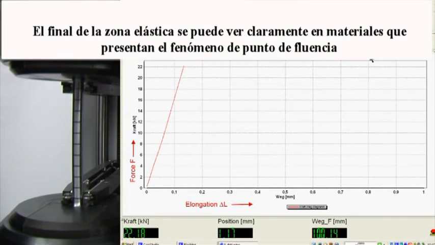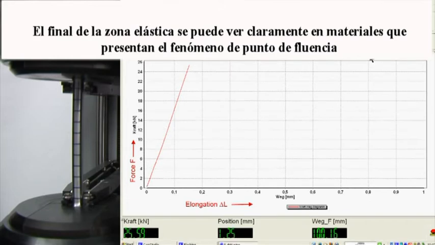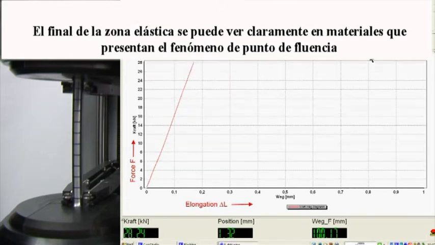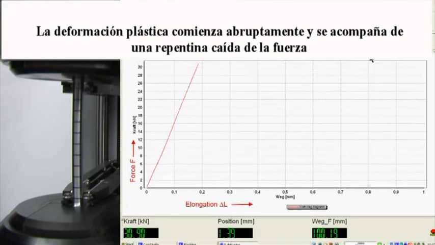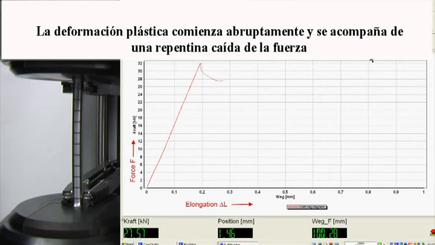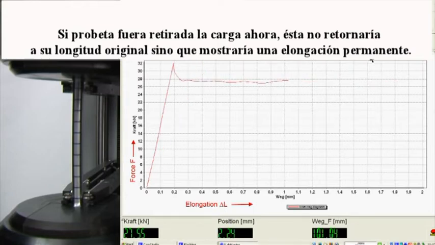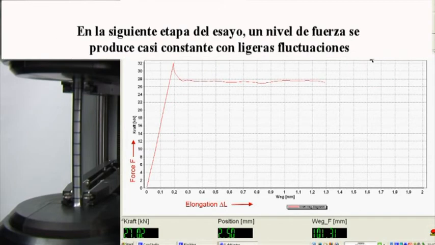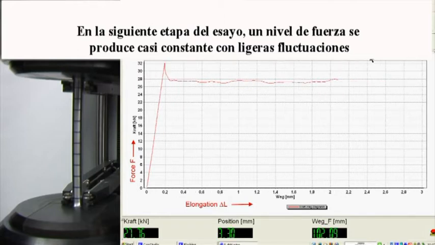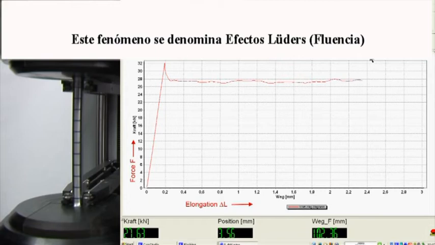In materials with yield point phenomenon, the end of the elastic area can be seen clearly. The plastic deformation starts abruptly and is accompanied by a sudden drop of force. If the test piece were to be unloaded now, it would not spring back to the original length, but instead show a permanent elongation. In the next stage of the tensile test, an almost constant force level with slight fluctuations occurs. This phenomenon is called the Lüders effect.